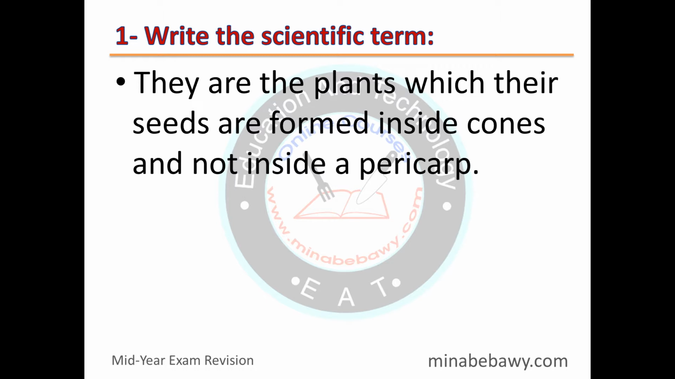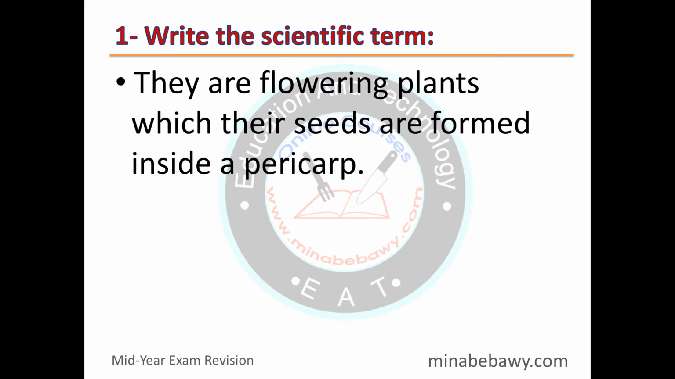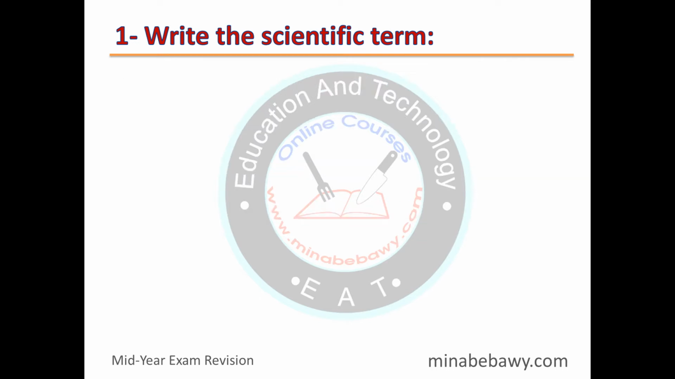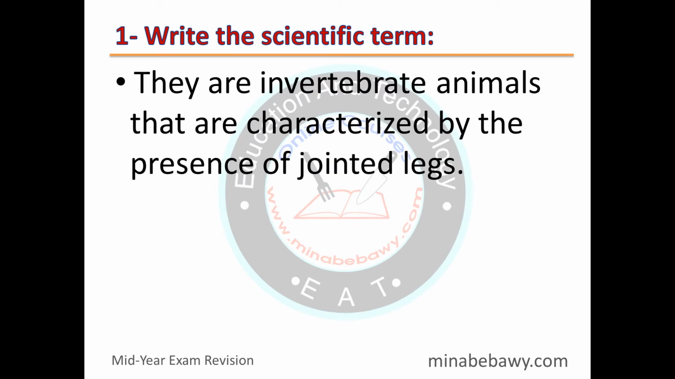They are the plants which their seeds are formed inside cones and not inside a pericarp. Gymnosperms. They are flowering plants which their seeds are formed inside a pericarp. Angiosperms. They are invertebrate animals that are characterized by the presence of jointed legs. Arthropods.